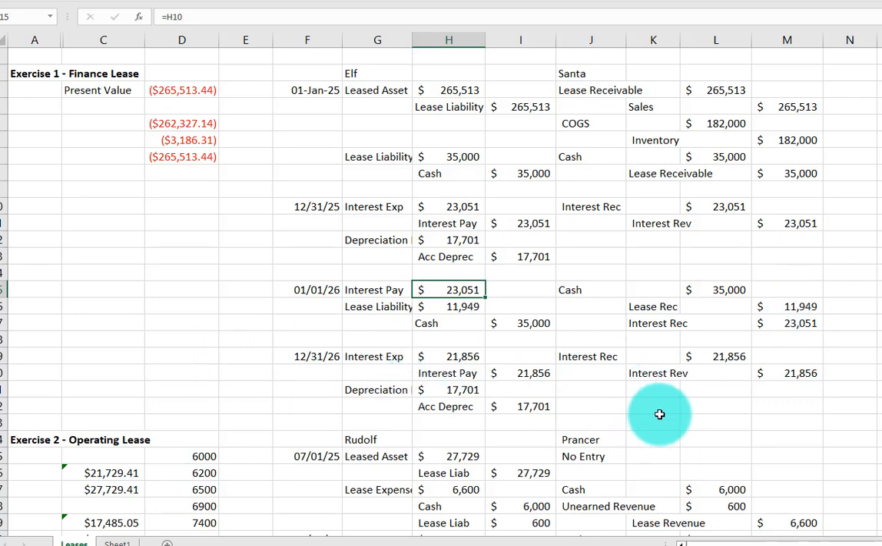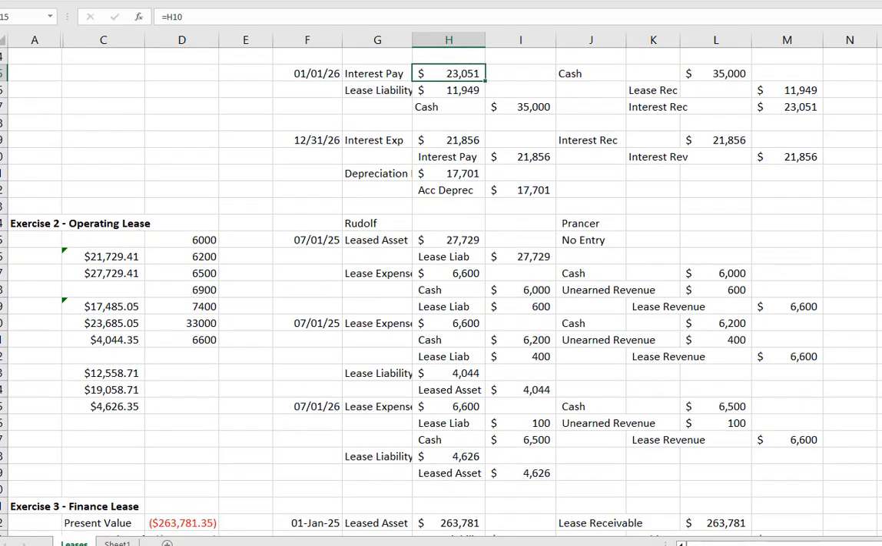Then at the end of 2026, we record again the interest, interest receivable, interest revenue, interest payable, interest expense, and the depreciation is straight line. We just do the same thing as we did last year. So that's the first exercise.